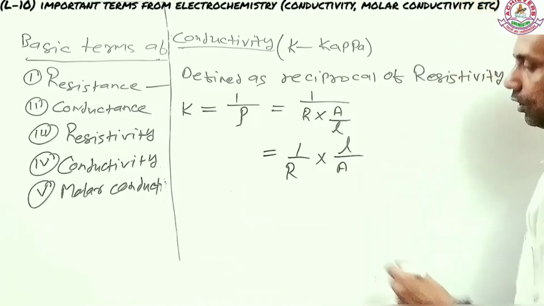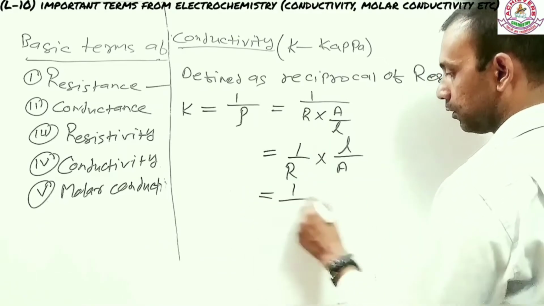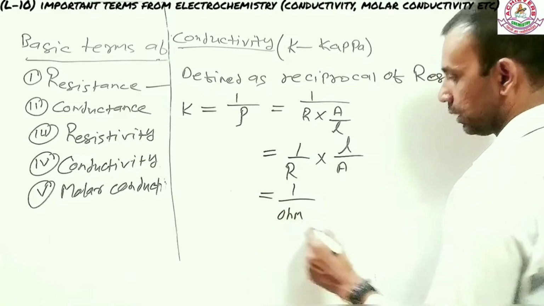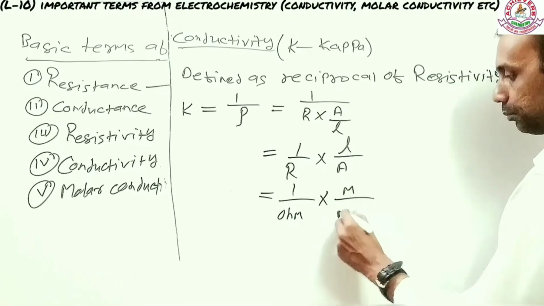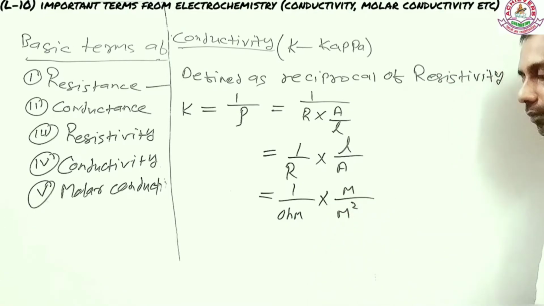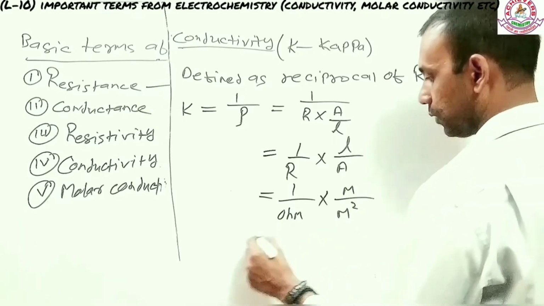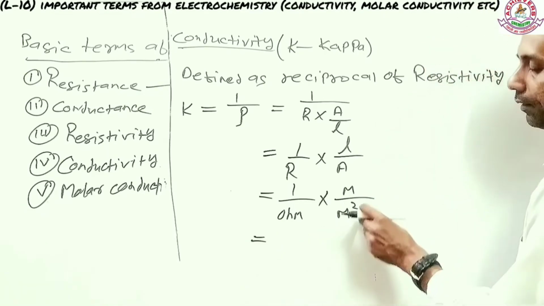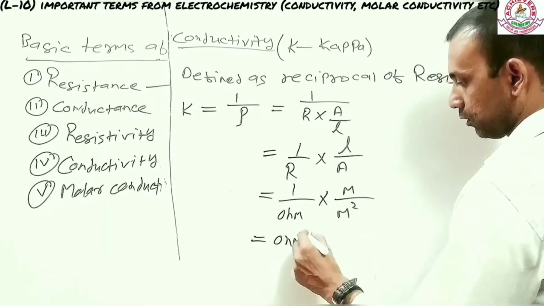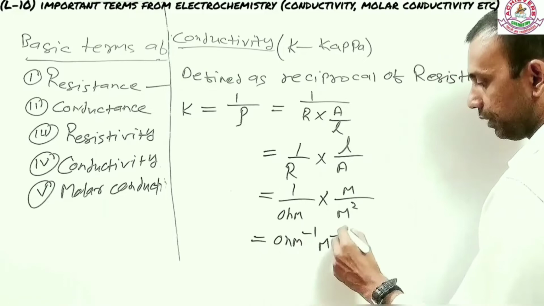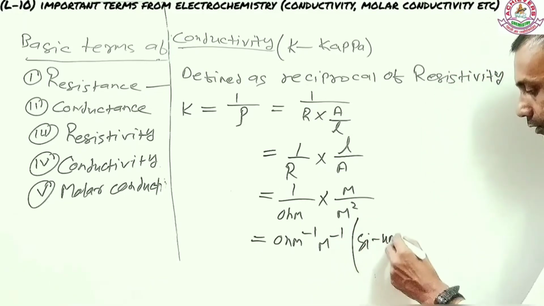I hope you are understanding. So let's get to the unit here. The unit of R is ohm, the unit of length is meter, and the unit of area is meter square. So what we are going to have here is ohm inverse meter inverse.